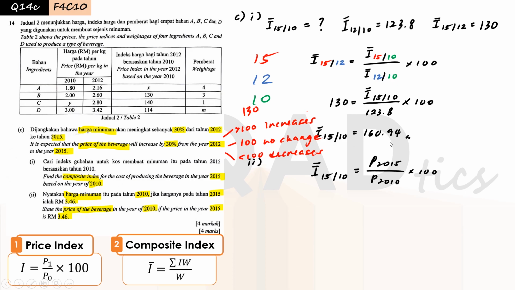Okay, so here we can just substitute the information that we have. So the composite index will be this one, and the price for 2015 is 3.46. So the price in 2010 would be 2.15.